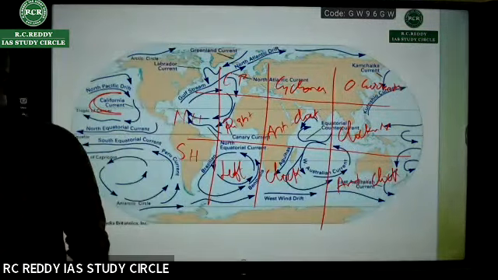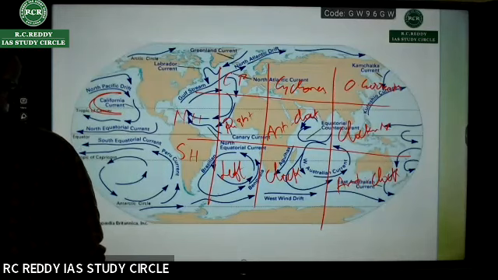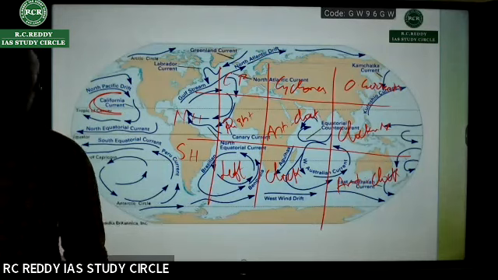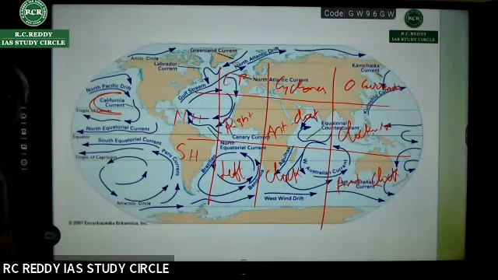Just remember this. The gyre formations in the context of oceanic circulations in the northern hemisphere are clockwise, whereas in the southern hemisphere, they are anti-clockwise. Anti-clockwise, right? So this is one small thing that you need to understand in the context of oceanic currents. Okay.